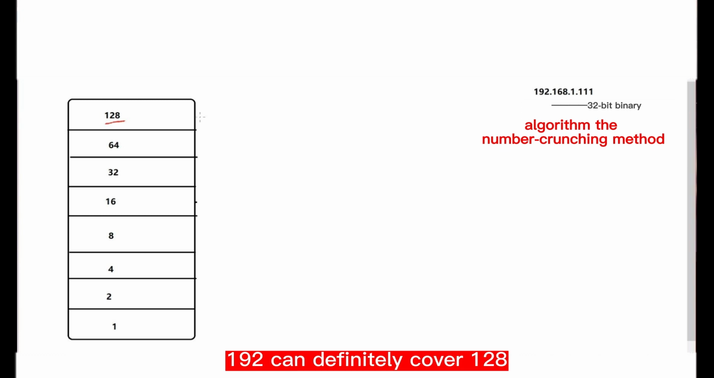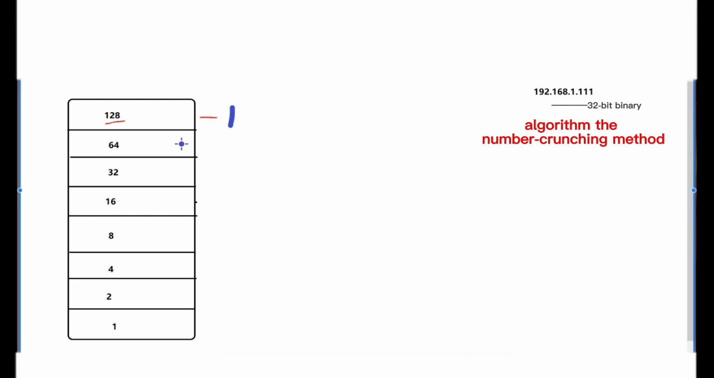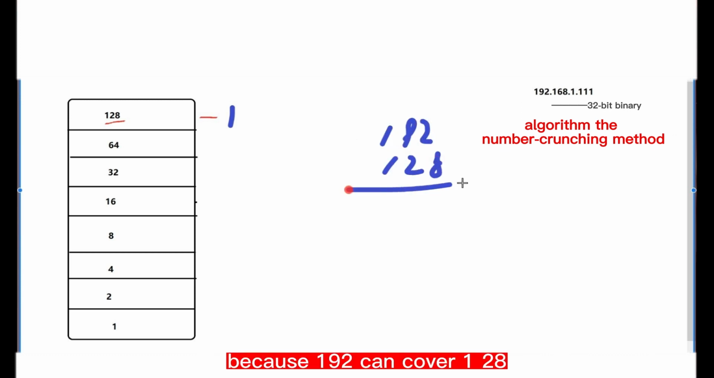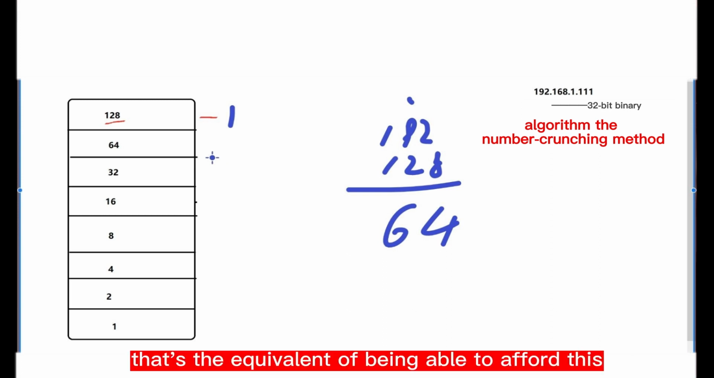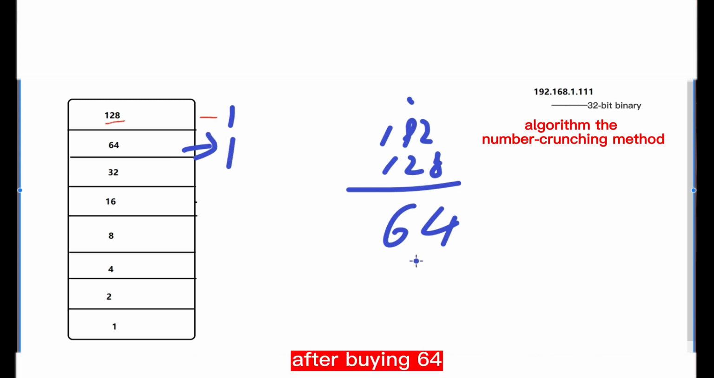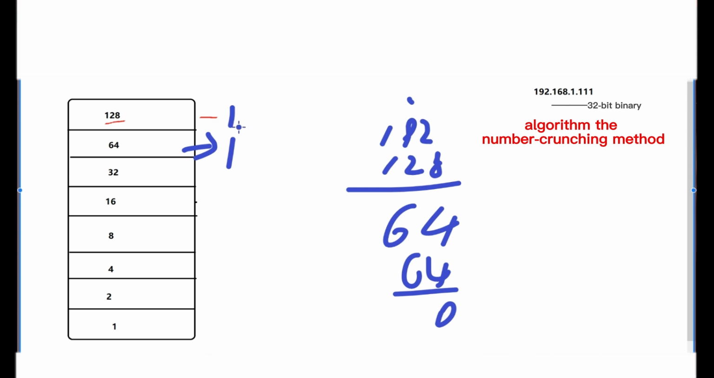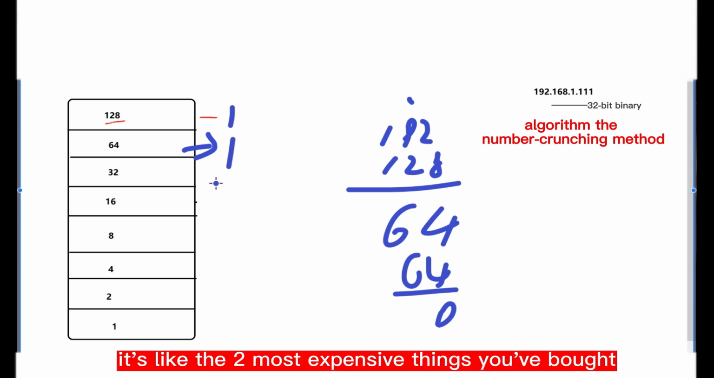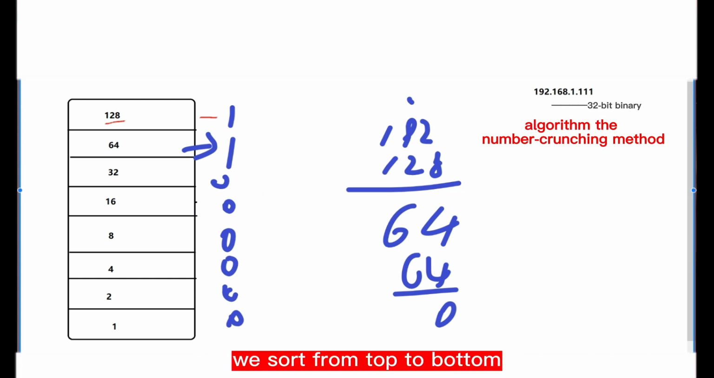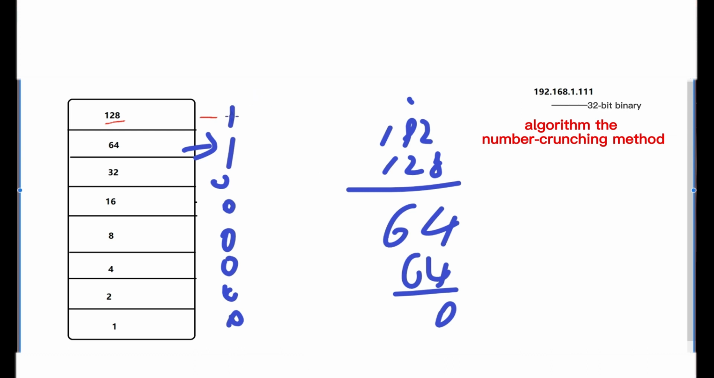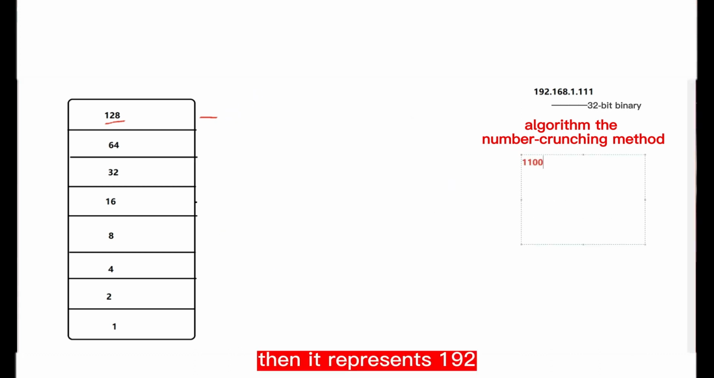192 can definitely cover 128. So here it is set to 1. This bit must have a value of 1, because 192 can cover 128. What remains equals 64. 64 is exactly the price of the second thing. That's the equivalent of being able to afford this, so the value is 1. After buying 64, the following are 0. It's like the 2 most expensive things you've bought, then you won't be able to buy the rest. So they all take the value of 0. After we calculate such values, we sort from top to bottom: 11000000. Then it represents 192.